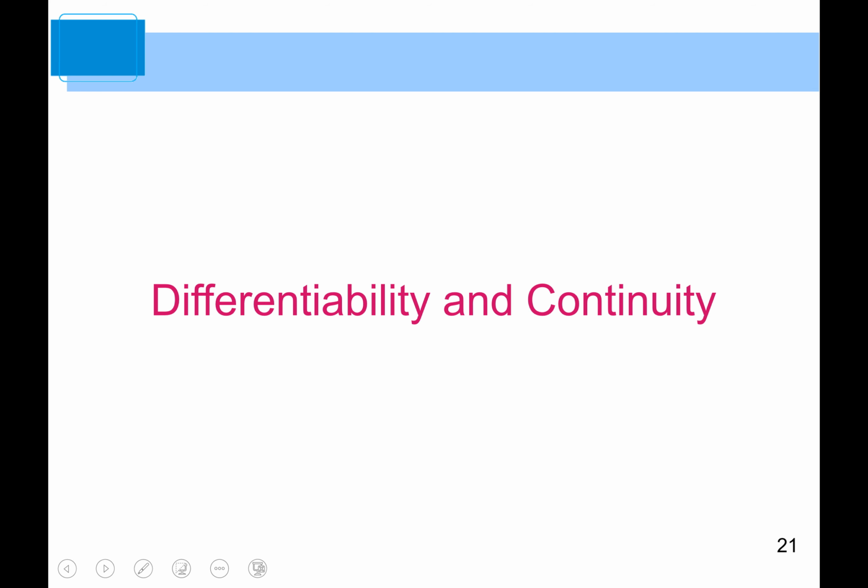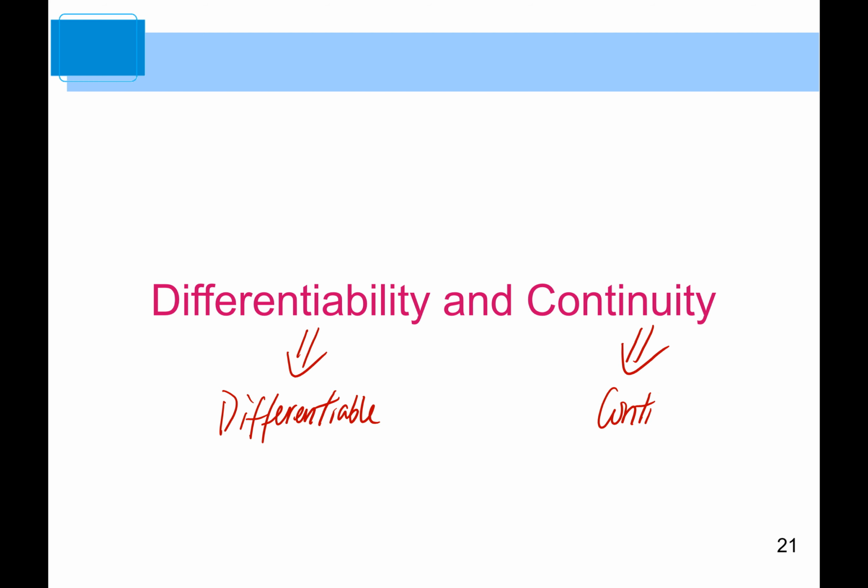And next, let's take a look at the definition of differentiability and continuity. Differentiability means it's differentiable everywhere, and continuity means continuous.